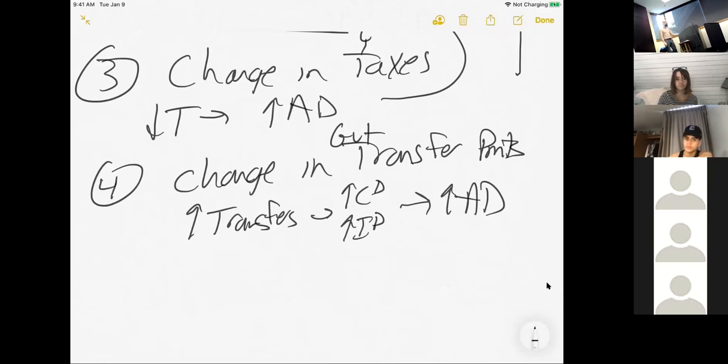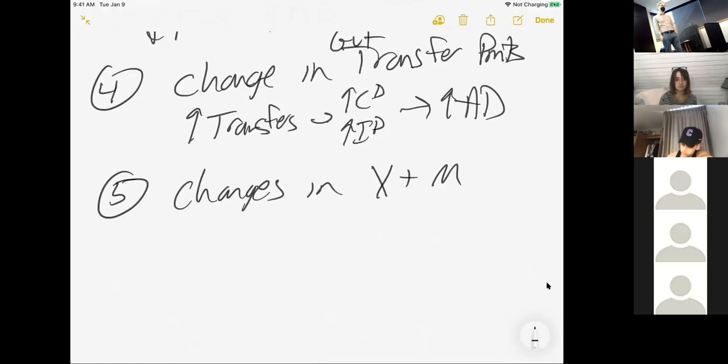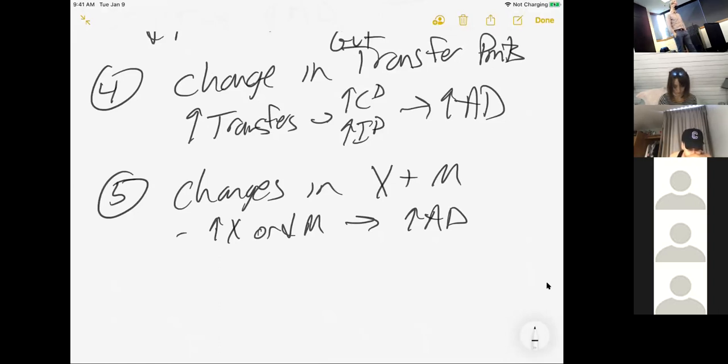There are a couple of other things that could play a big role in aggregate demand. Changes in exports and imports can change aggregate demand. If exports go up or imports go down, that tends to stimulate aggregate demand. We'll talk a little bit more about this toward the end of next week, when we spend more time talking about trade policy in the US.